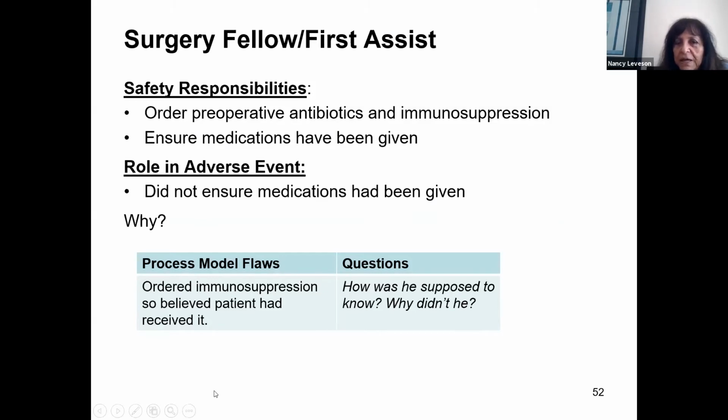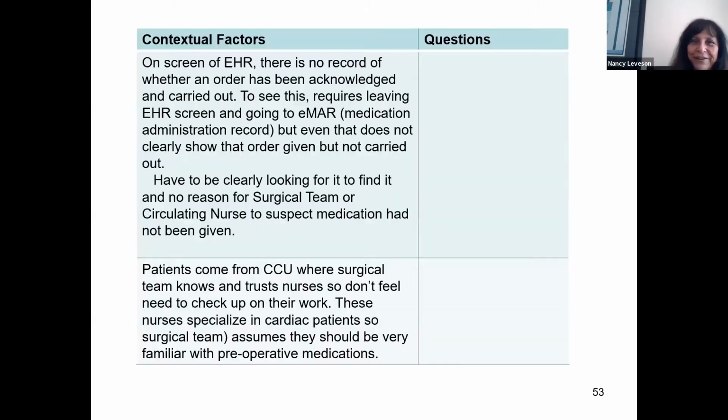What about the surgeons? They didn't ensure the medications were given. They ordered it, so they believed the patient had received it. How is he supposed to know? Well, it's supposed to be on this EHR, but he couldn't find it on the EHR. There's no way that he knows. There's no feedback. Missing feedback. This is all about that feedback.